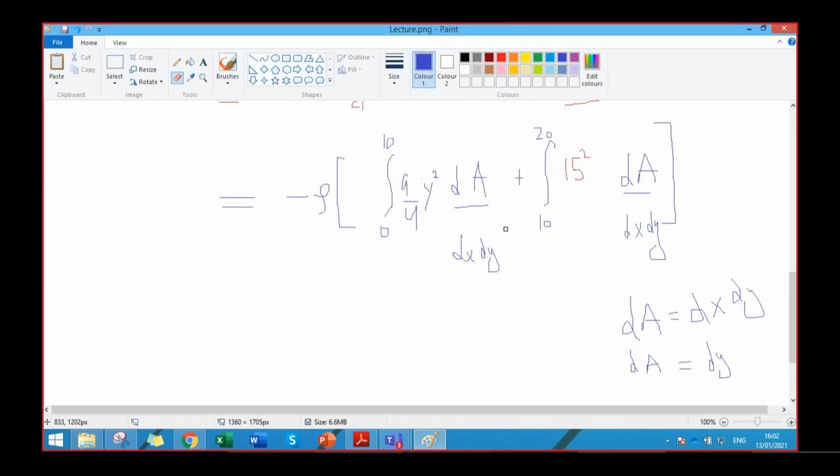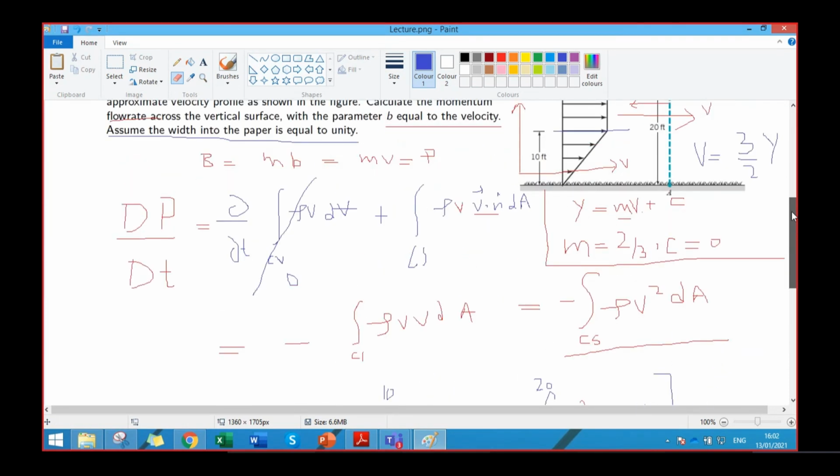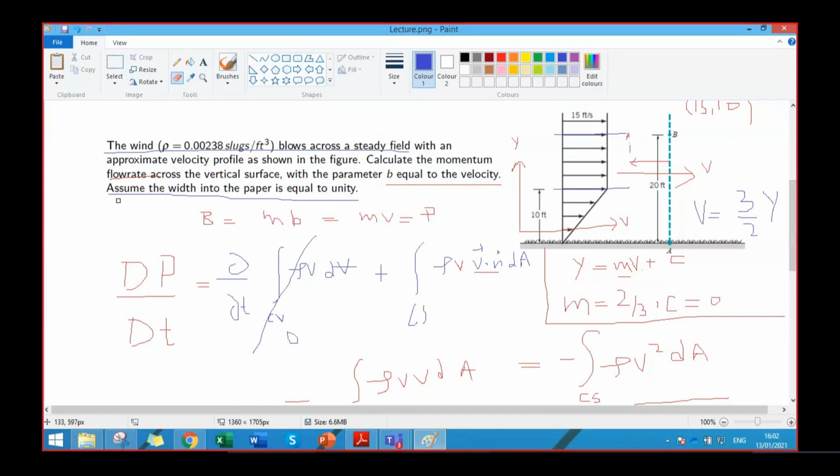Sir, could you explain this? Because it should be a double integral. No? dA should be a double integral. But the question has explained that the area is based on only one parameter, because the other parameter is equal to unity.